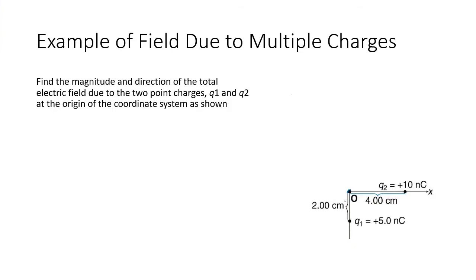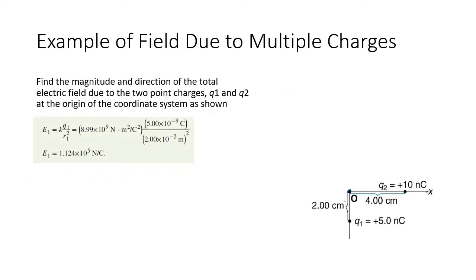Here's an example. Find the magnitude and direction of the total electric field due to the two point charges Q1 and Q2 at the origin of the coordinate system as shown. So we're going to use the equation for field, but first let's take a look at directions. Q1, how is Q1 going to affect that point at the origin? Well, Q1 is going to force it to go up. And how is Q2 going to affect the charges? Well, Q2 is going to make it go to the left.